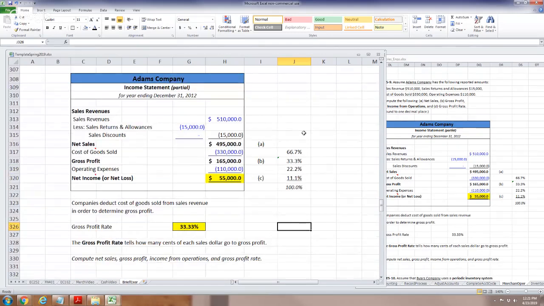But yeah, so the 495, that's what comes in the door, and then 67% pays for the goods, and then 110 pays for the operating expenses, and there's 11% left. So for every 100 that comes in, there's $11 left. It was spent, you know, 89, type thing.